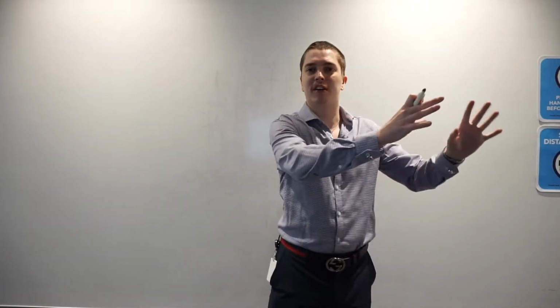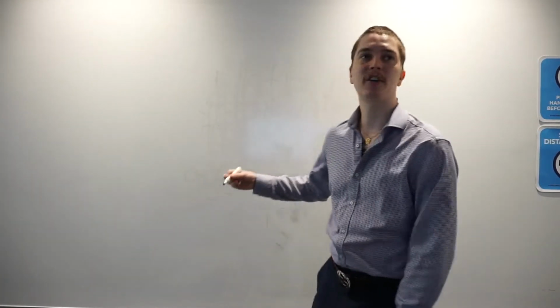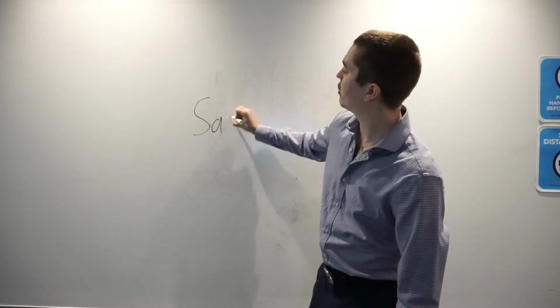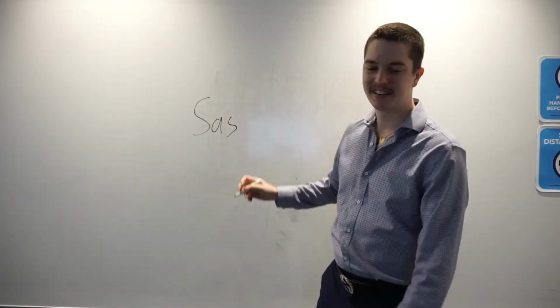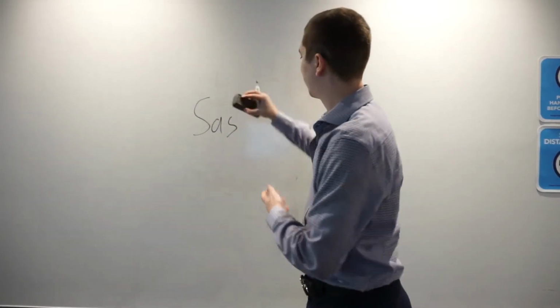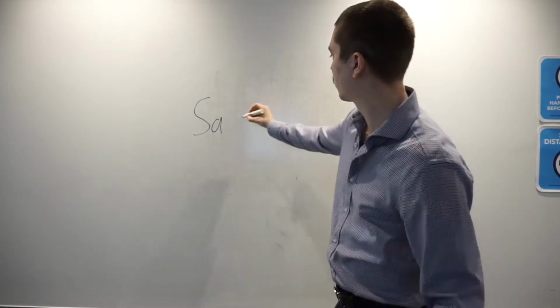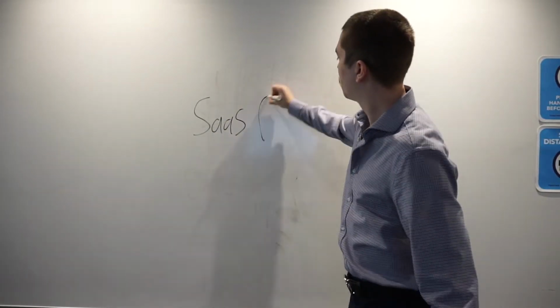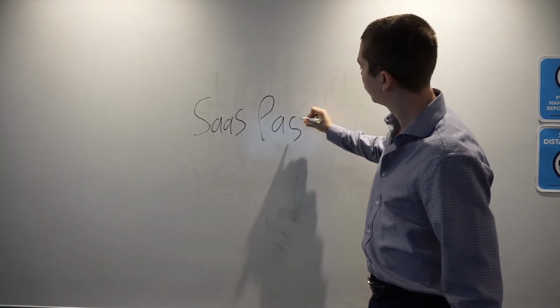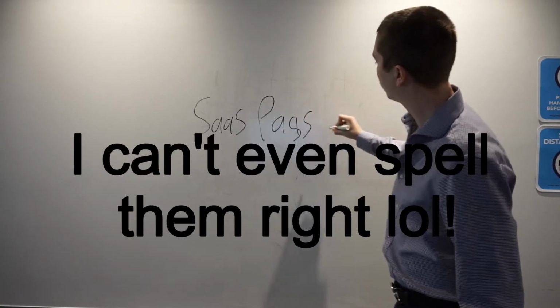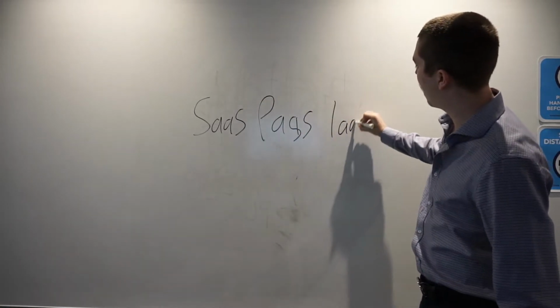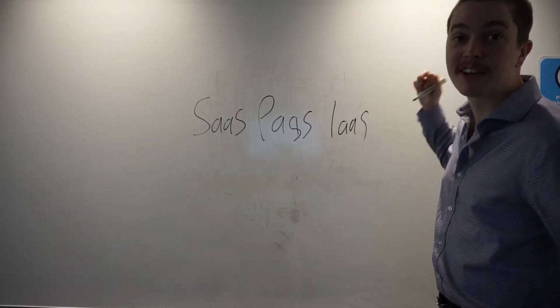So you're learning the cloud, right? You're trying to become a cloud admin, or maybe you're even just thinking about it. You're just a little bit curious, seeing what it's all about, and you come across these acronyms. They're like SaaS, PaaS, and IaaS. So what do these mean?